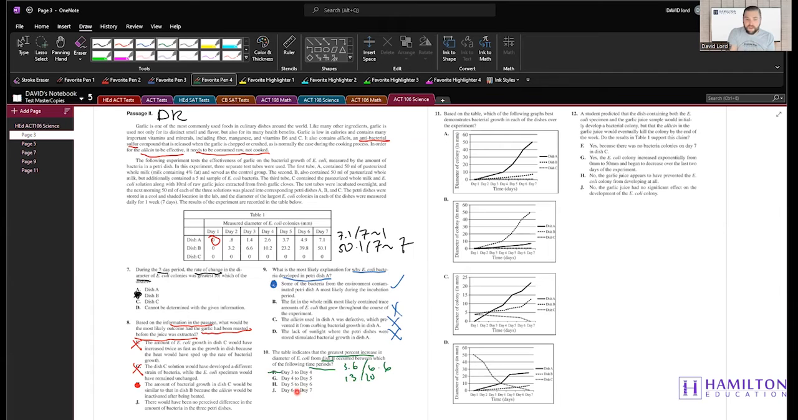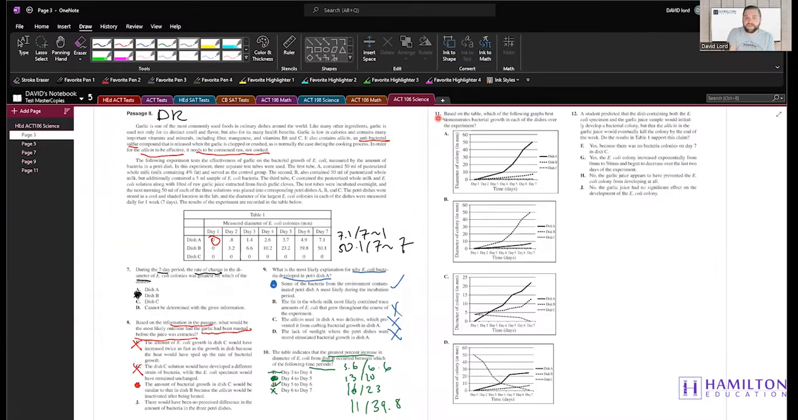So F is out. Day 5 to 6, that grew by about 16 or so. Well, that's out of 23, so that's less than G. And then 6 to 7, it grew by about 11 or so out of 39.8, so that is a lot less than G. So that's why G was the correct answer. You may also notice that I didn't use exact numbers or find the exact percents because I don't have a calculator. So being able to approximate or estimate the values is very helpful for doing the math on the ACT science.